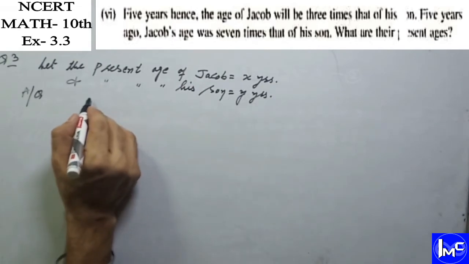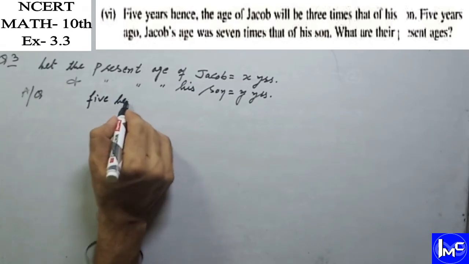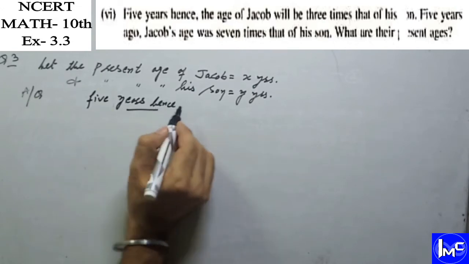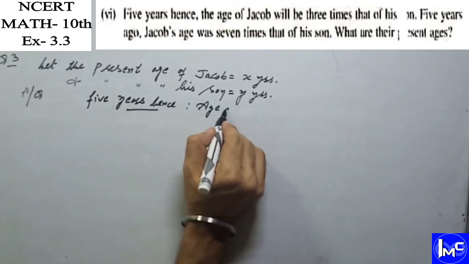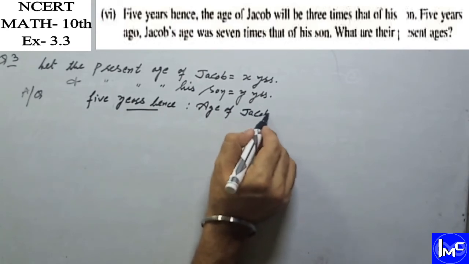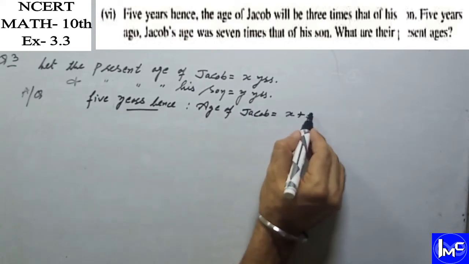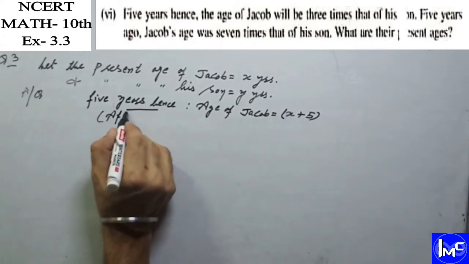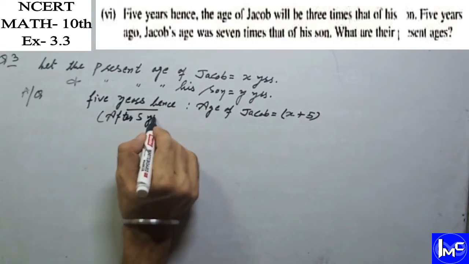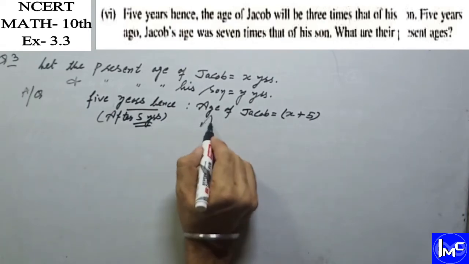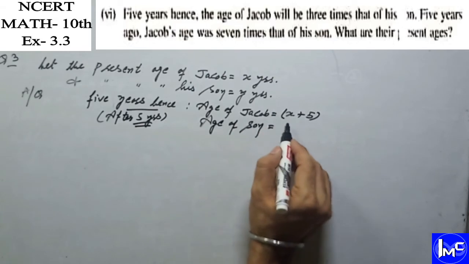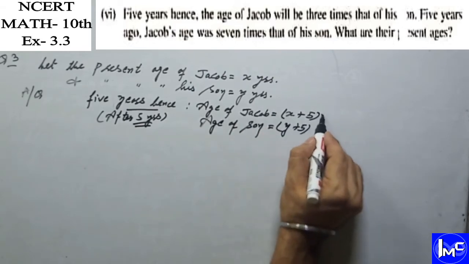we will take the ages as 5 years hence. Age of Jacob will be x plus 5 after 5 years or 5 years hence. Both are same. And age of his son will be y plus 5 years.